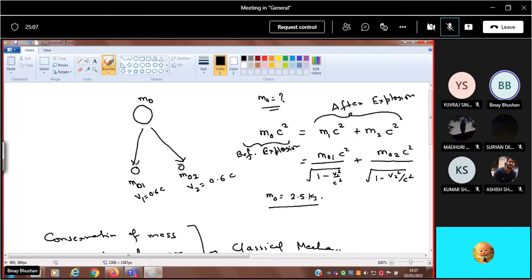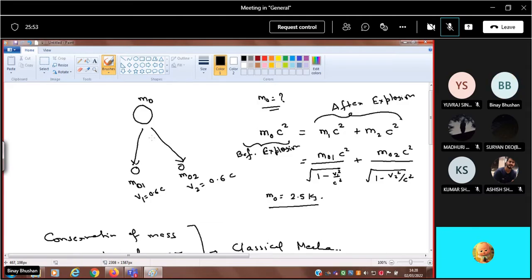And what is the rest mass of the fragments, both fragments together? 1.0 kg. That is the mass of one fragment. Rest mass of each fragment. That is what I am asking, what is the total of the fragments? It becomes 2 kg, right? So before explosion how much mass was there? 2.5 kg. After explosion how much rest mass? 2 kg, right?